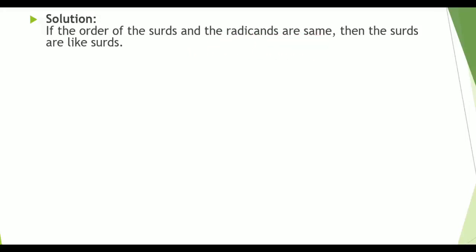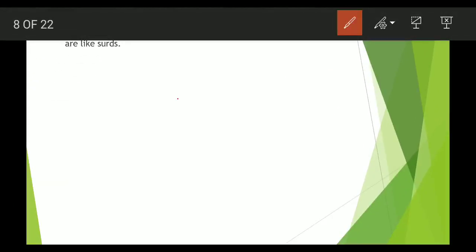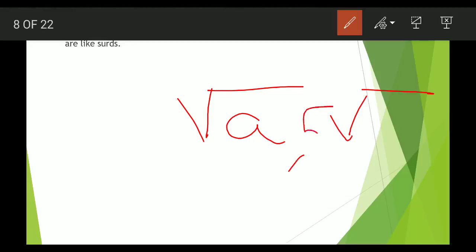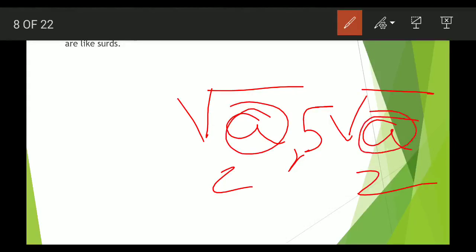Again, a small example. Suppose I have root a here, and 5 root a. What is the order of this one? The order is 2. What is the order here? Here also the order is 2. What is the radicand? The radicand is a. The order is 2 for both, and the radicand is also the same. Therefore, they are like surds. Okay, let us solve.